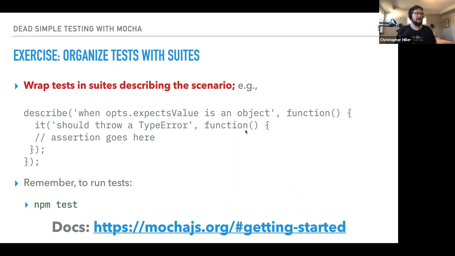So go ahead and edit args.spec.js, and you should have three suites when you're done, and run npm test to check your work. And I'll leave this up for a second so you can kind of copy it to get started.